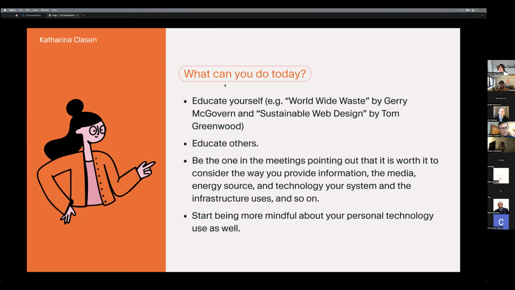And in that same direction, you can also start being more mindful about your personal technology use as well, because I think if you practice in your personal life, with every photo that you take and video that you store, and maybe also a personal website, the way the technology is used there, if you start looking out for that, you will automatically bring that thinking to the projects you work on, and it will make you more mindful about it.